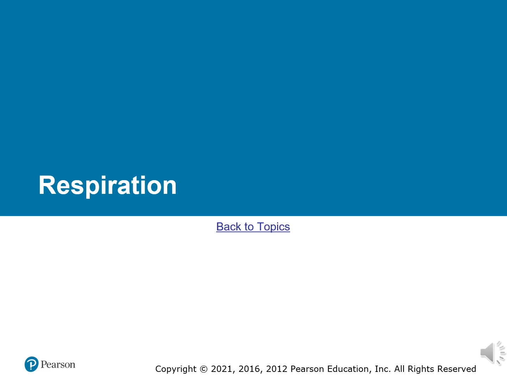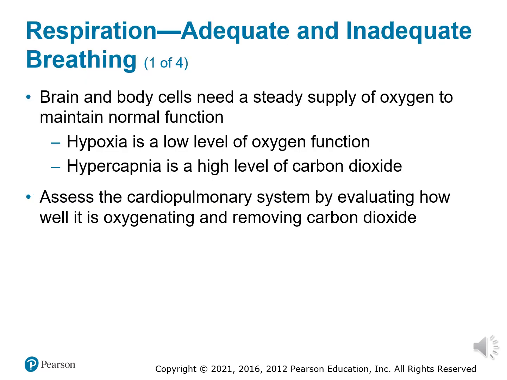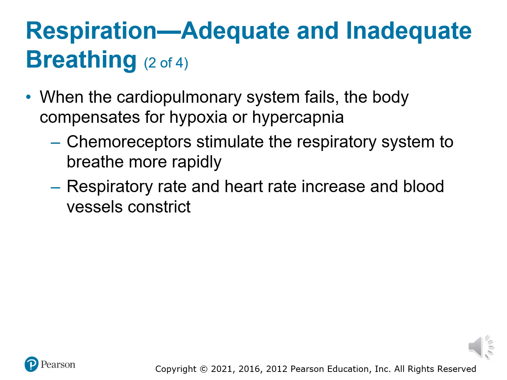In this section, we're going to talk about respirations. Adequate and inadequate breathing. Brain and body cells need a steady supply of oxygen to maintain normal function. Hypoxia is a low level of oxygen. Hypercapnia is a high level of carbon dioxide. Assessment evaluates the cardiopulmonary system by looking at how well it is oxygenating and removing carbon dioxide. When the cardiopulmonary system fails, the body compensates for hypoxia or hypercapnia.